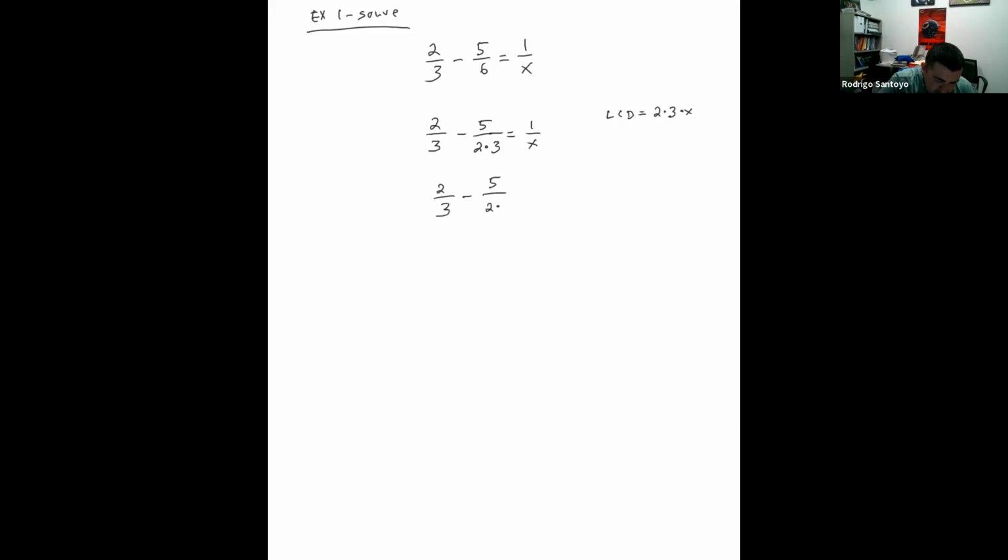Okay. So now we multiply each part by what it's missing in order to look like the LTD. So it looks like the first one is missing a 2 and an x. The middle one is missing an x. The last one is missing a 2 and 3. Any questions there?